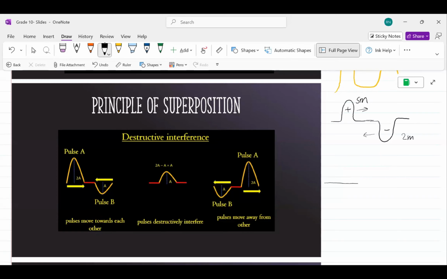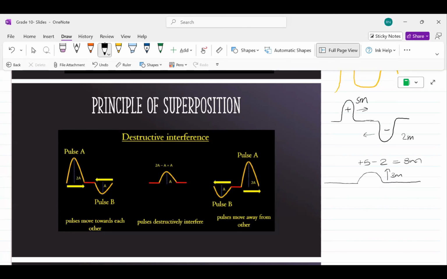So we call this destructive interference. The first one was constructive interference. So they won't form a big bump, but rather they'll form a bump that's the size of the two waves combined, right? So here it would be positive 5 minus 2, which will give us 3 meters. So it won't be as high as the 5-meter one, but it will still be above the reference point.